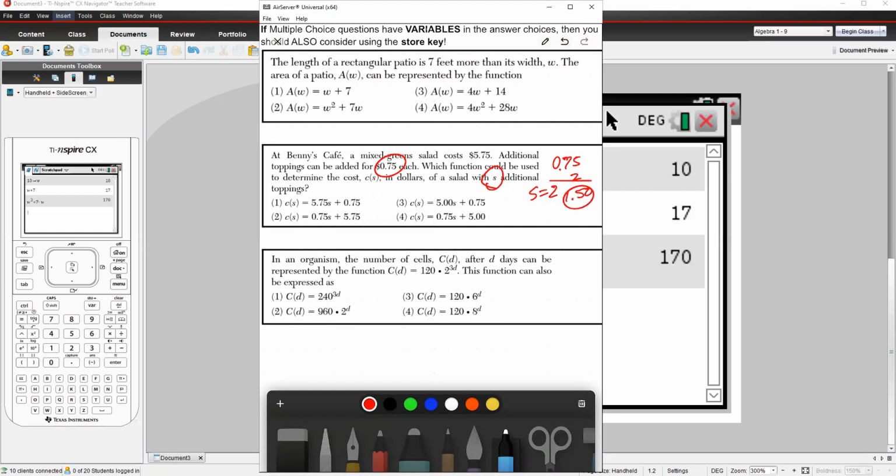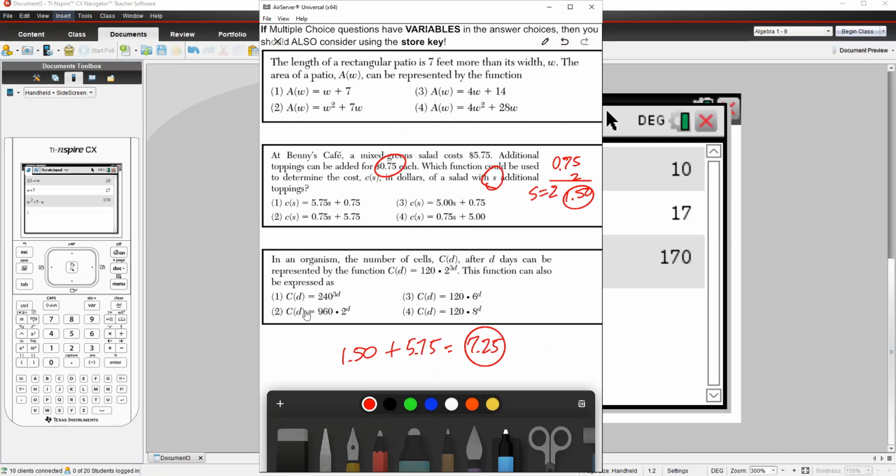So we take $1.50 for the toppings, and the salad costs $5.75, so the total is going to be $7.25. Plugging in the number and figuring out the cost for 2 additional toppings, almost everyone should be able to do that math. It's not that complicated. It's just 2 times the amount for the toppings, and then you add that to the cost of the regular salad.